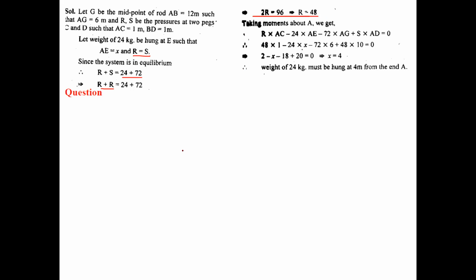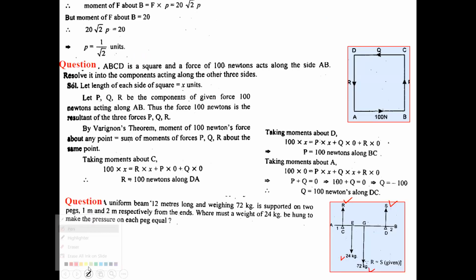Now what do we have to find? We have to find the value of X. So now we will use Varignon's theorem, or you can say we take moments. Now what we have to do? We have to select a suitable point so that we can get the value of X. Because I have to find the value of X and I have measured X from A.